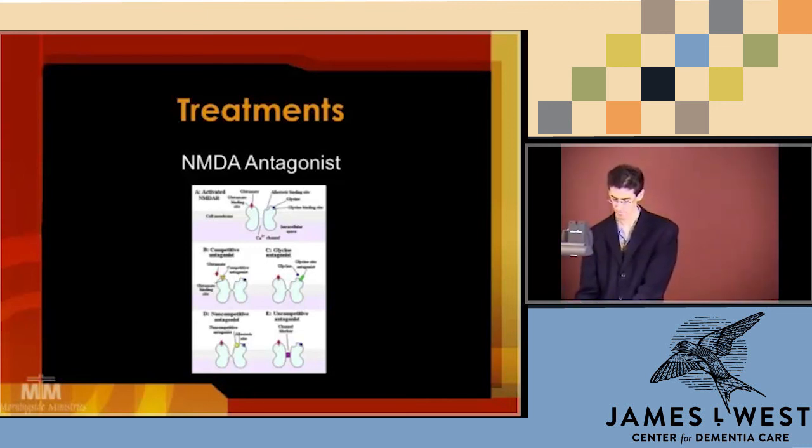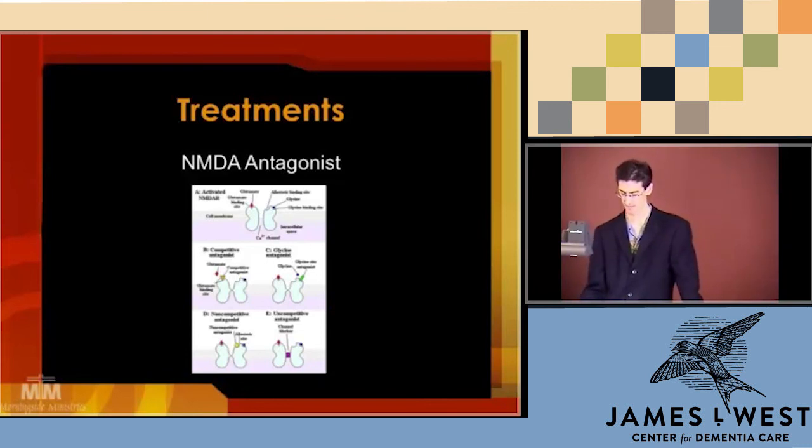And so nerve cells have different neurotransmitter receptors. In this case, there's a receptor called the NMDA receptor, and it looks like this. What goes through the receptor and into the nerve cell when it is open is calcium. And if too much calcium enters the nerve cell, then you get free radical damage and the nerve cell dies.